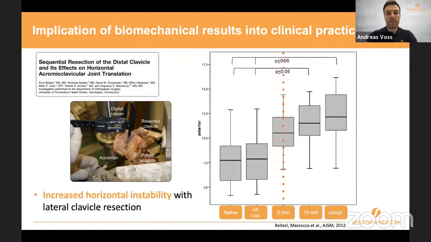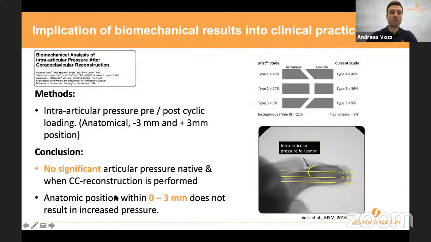with lateral clavicle resection. So you should avoid resecting more than 5 millimeters, even if you only do AC joint resection or lateral clavicle resection in an atrophic AC joint. Keep in mind, once you resect more than 5 millimeters, you will get an increased horizontal instability.